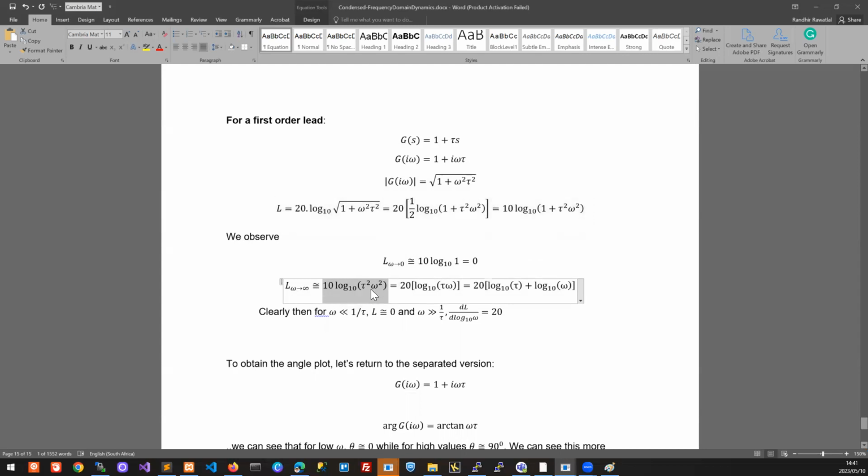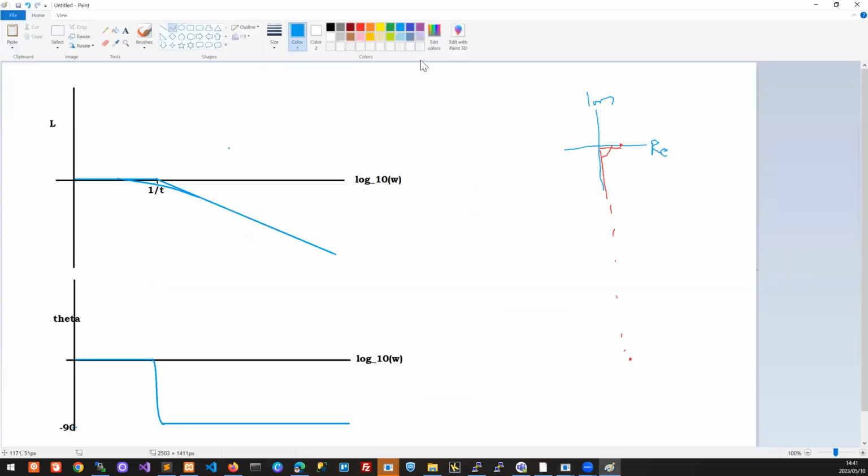So that 10 log 10 tau squared omega squared, we can recognize this as tau omega all squared. And so take the 2 using the property of logs in front. So we get 20 log 10 tau omega. And we can split this product like this if we want, or we could just say, well, when omega is 1 over tau, then I get the log of 1, which is 0 there. So I'm going to get 0 for early values of omega up to the value of 1 over tau. And this is something we saw before. So let's use a different color for this one.